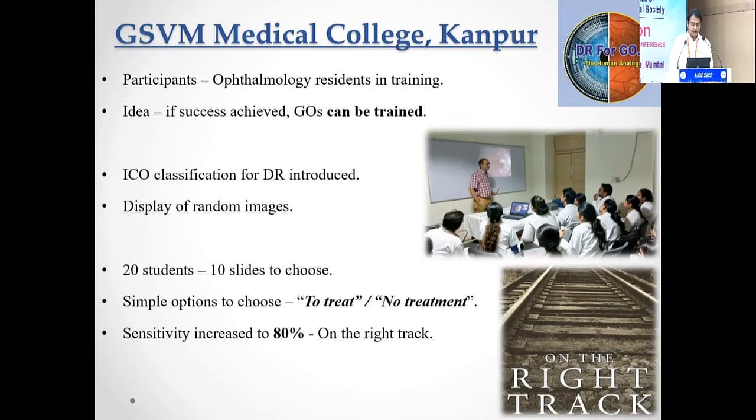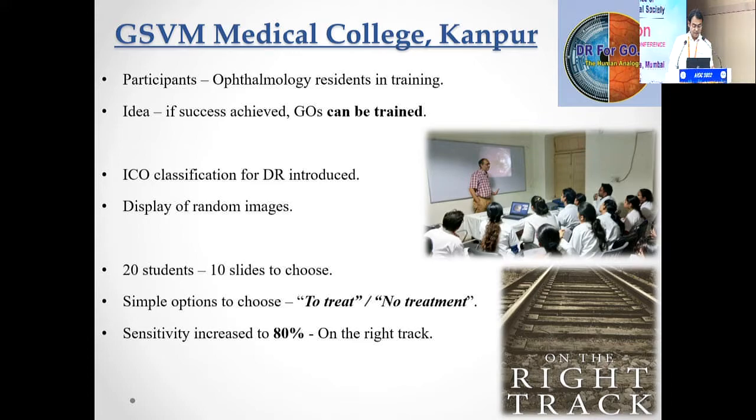Then we conducted an exercise at Medical College, Kanpur. This time the participants were ophthalmology residents in training. The idea behind conducting this exercise was that if success can be achieved at this level, and ophthalmologists in training can be pursued to give a positive reply, why not the general ophthalmologists who are experienced and well trained also be introduced to this concept. So the ICO classification for diabetic retinopathy was introduced, and there was a display of random images.